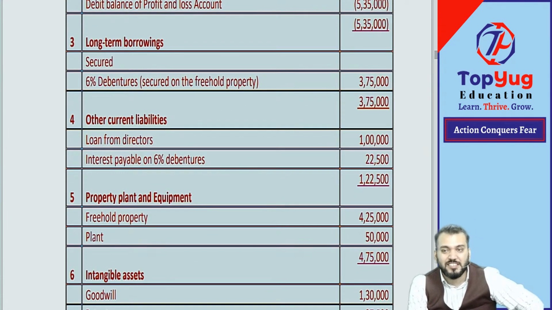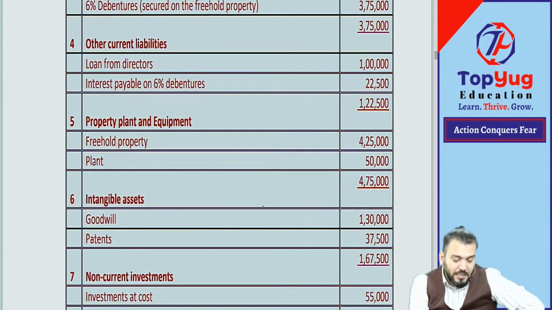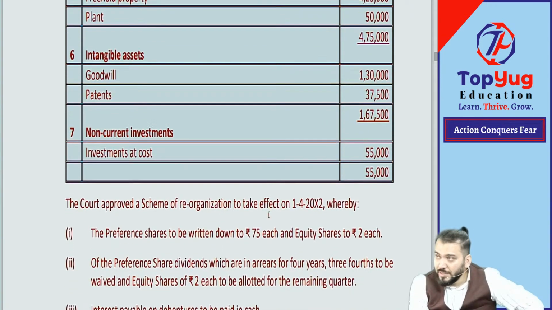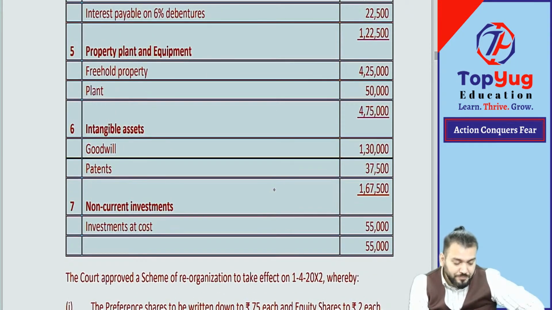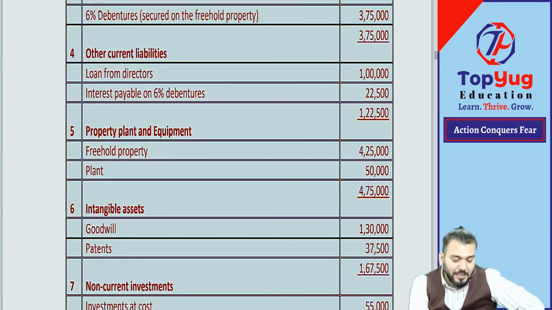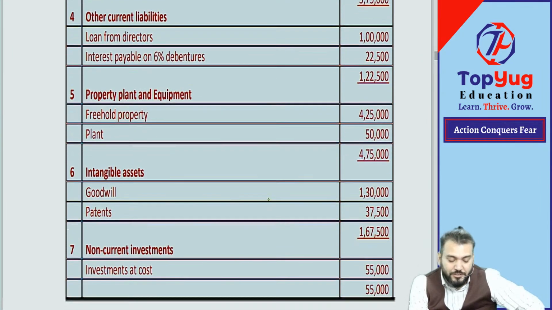So debenture is secured on what? Freehold property. Then other current liability, there is what? Loan from directors, okay, and interest payable on 6% debenture.